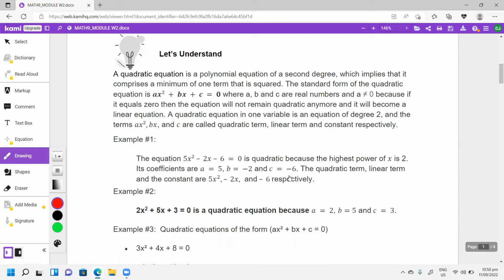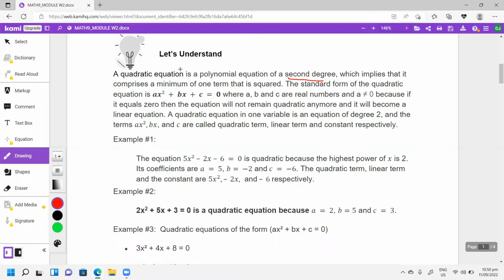Okay, let's get started. Let us try to understand first what a quadratic equation is. We have here the definition of a quadratic equation. A quadratic equation is a polynomial equation of the second degree. Take note of the words second degree. If we're talking about second degree, it means that the exponent must be 2. Also, a quadratic equation comprises a minimum of one term which is squared.